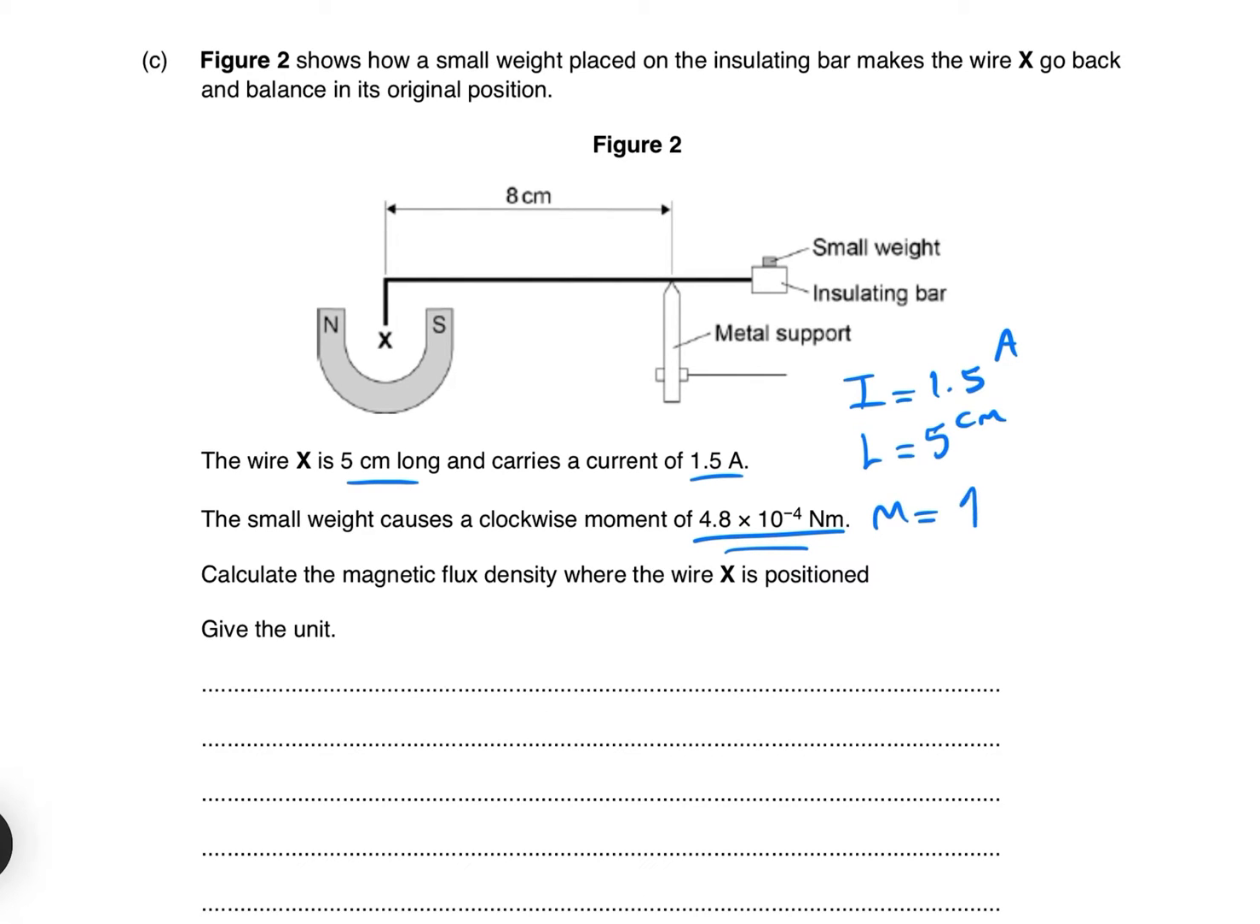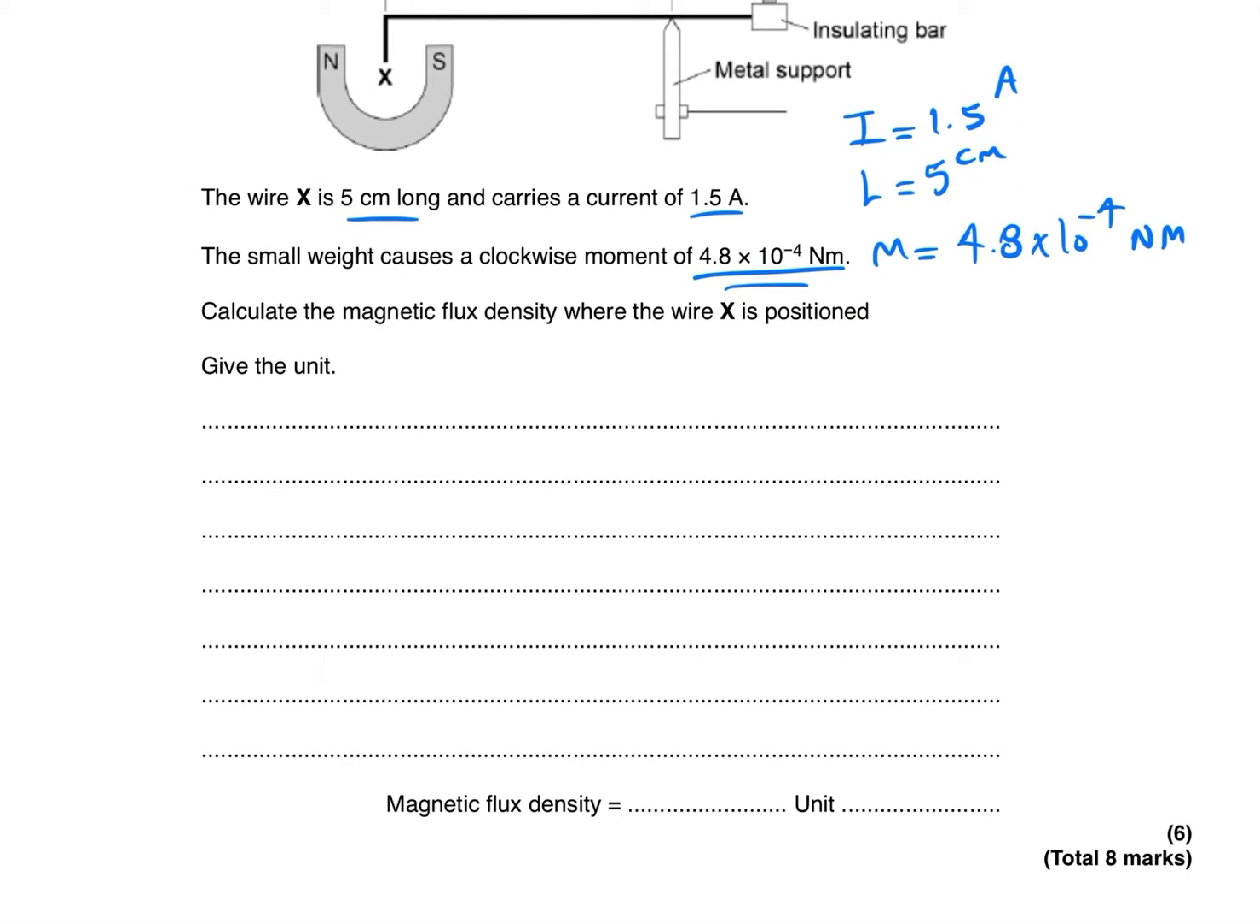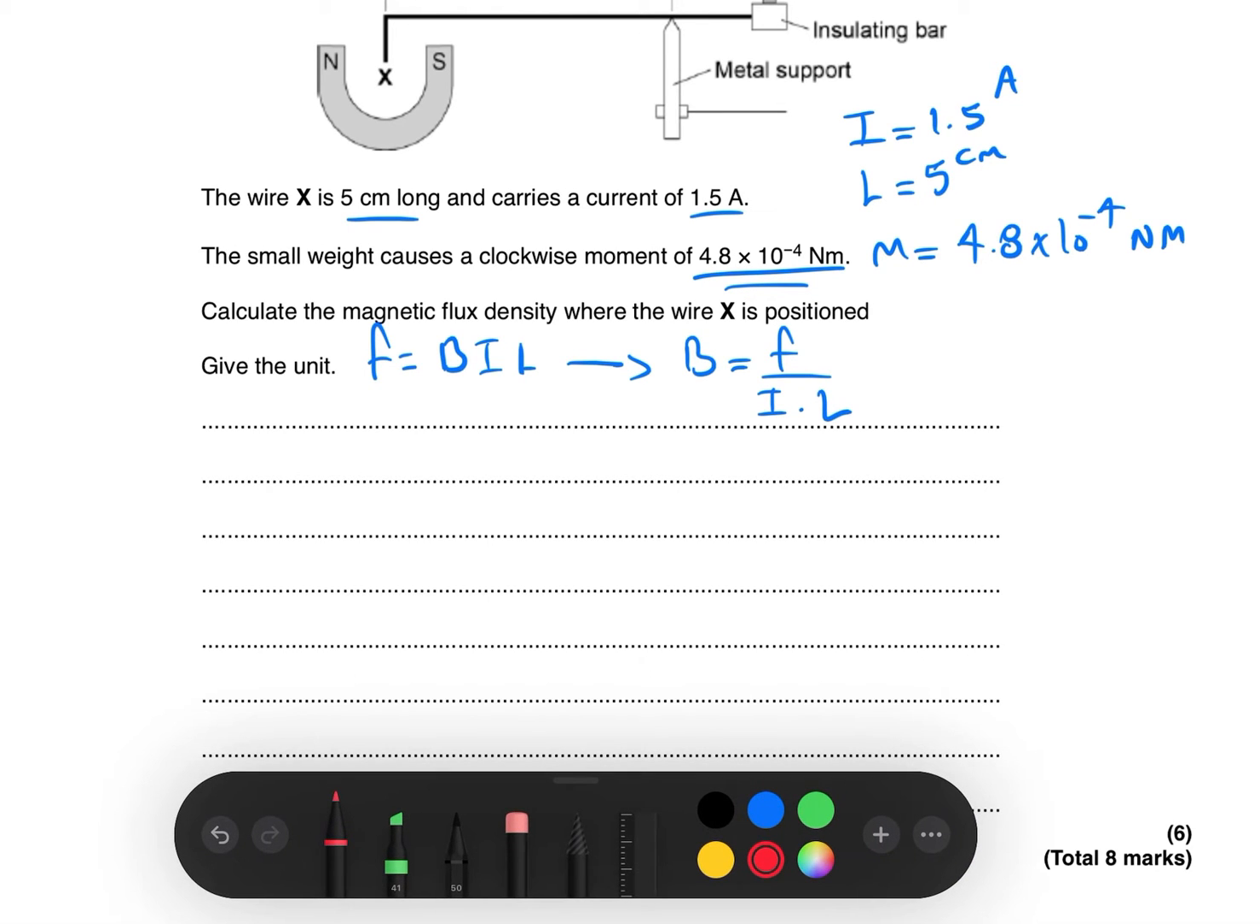So the moment is 4.8 times 10 to the power of -4 Newton meters. Calculate the magnetic flux density. So basically they're asking us to calculate B, the magnetic flux density. F is equal to BIL. But unfortunately, we have not been given the actual force. If we rearrange this equation, B, the magnetic flux density, is equal to force divided by current multiplied by the length. However, we don't really have the force.